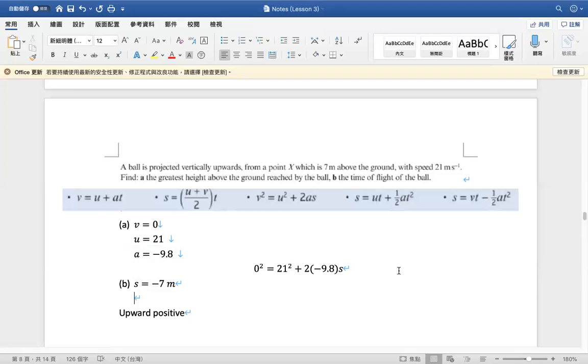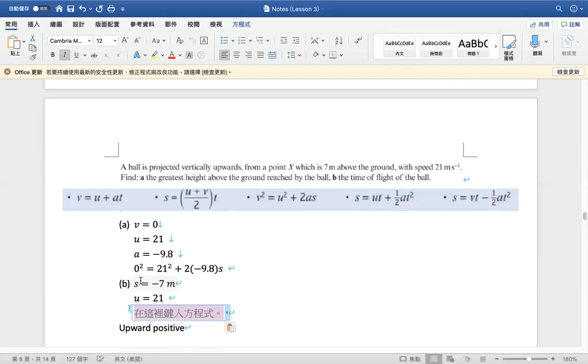And then how about B? Time of flight. For B, hmm, I only have u and s. You only have u and s? No, you have a as well. But what is a? a is negative 9.8. But it goes up and then goes down.